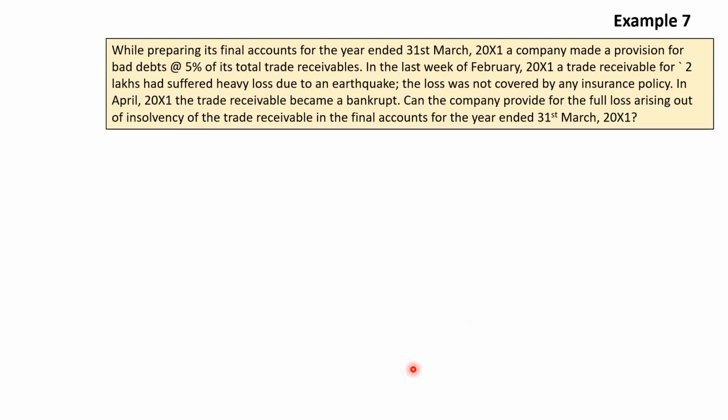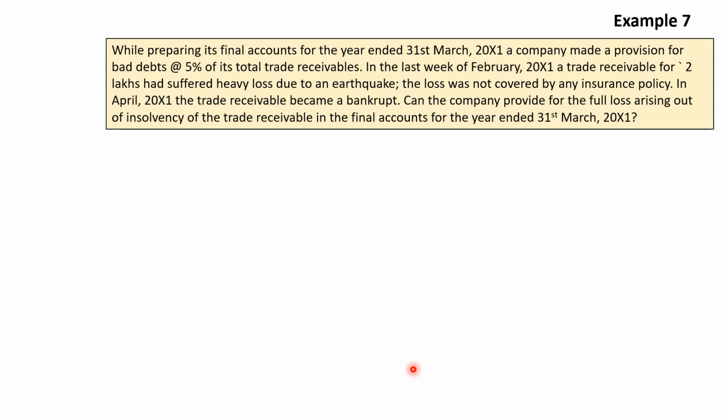While preparing its final accounts for the year ending on 31st of March 2021, a company made a provision for bad debts at the rate of 5% of its total trade receivables. In the last week of February 2021, a trade receivable for rupees 2 lakh had suffered a heavy loss due to an earthquake. The loss was not covered by an insurance policy. That means the debtor is probably going to lose everything. In April 2021, the trade receivable became bankrupt. Can the company provide the full loss arising out of the insolvency of the trade receivable in the final accounts for the year ending on 31st March?